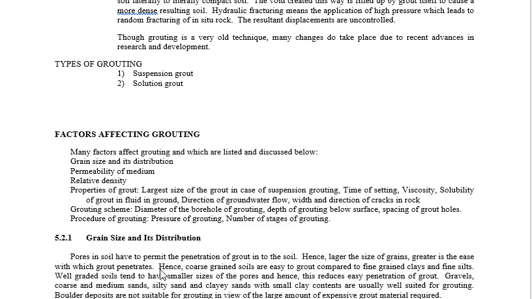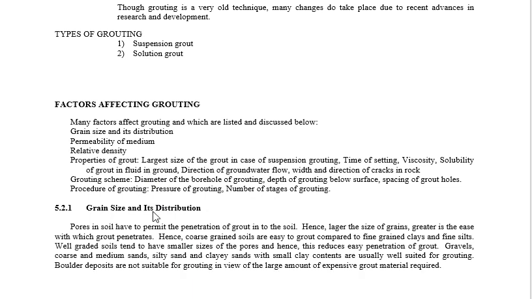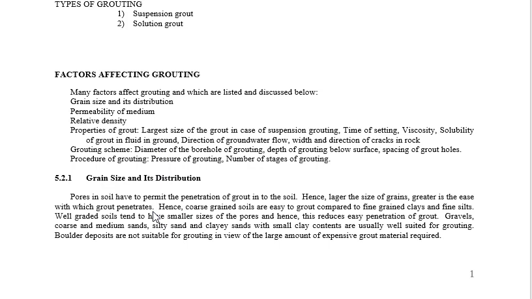Next, factors affecting groutings. The main factors affecting groutings are, first one, grain size and its distribution. Second, permeability of the medium. Next, relative density. And the last one is properties of grout. These are the factors which affect the grouting. First we discuss grain size distribution.